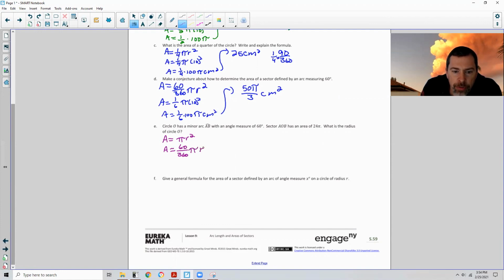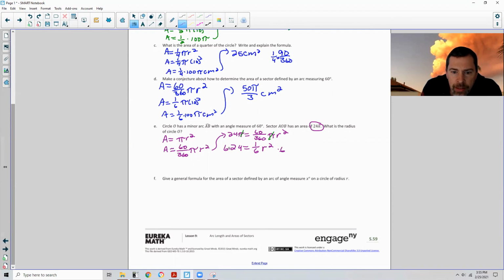And we don't know the radius this time. We know the area. So now I'm going to plug this in for area. So that would be 24 pi, that's my area, equals 60 over 360 pi r squared. Okay, if there's pi on both sides, they cancel. 60 divided by 360 reduces to 1/6. So this gives me 24 equals 1/6 r squared. Multiply both sides by 6 to get rid of that 1/6.